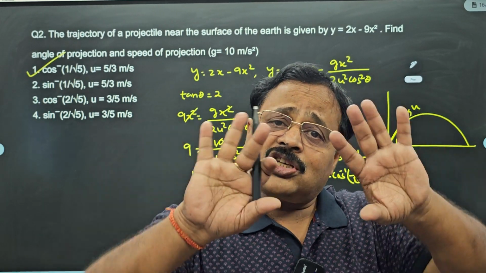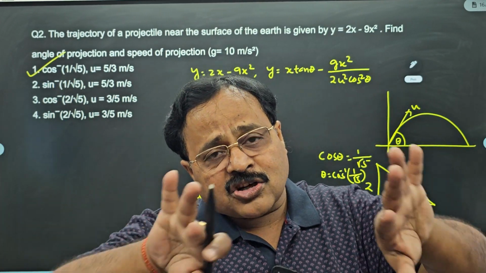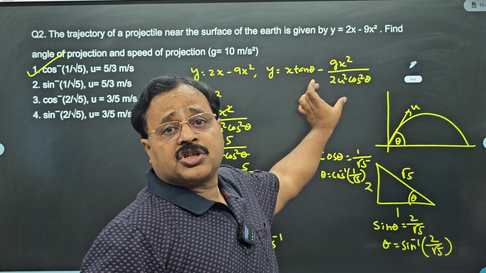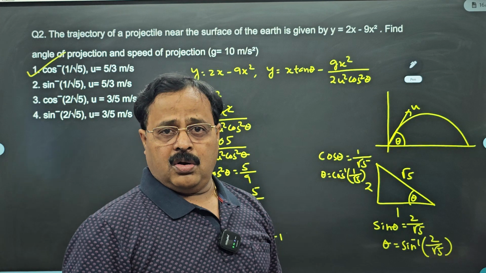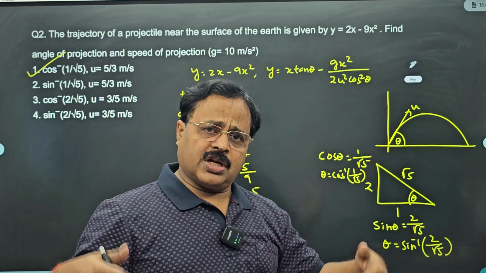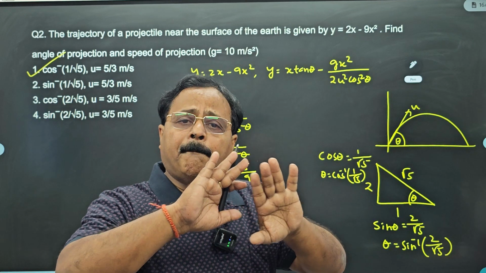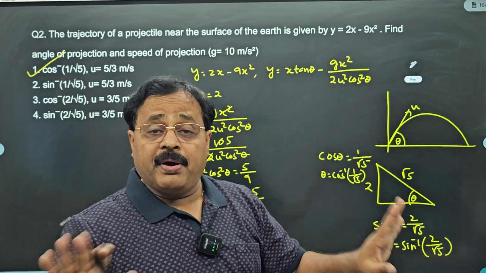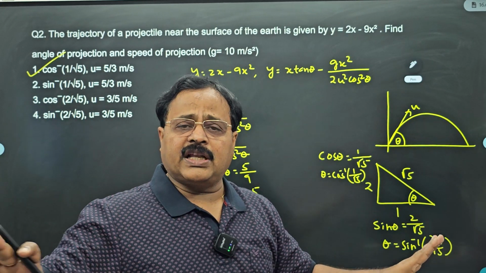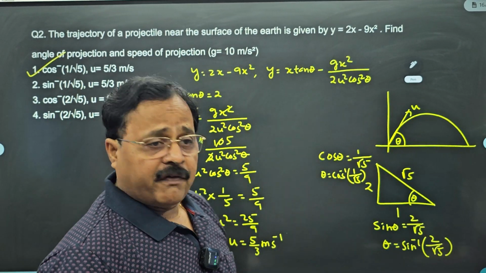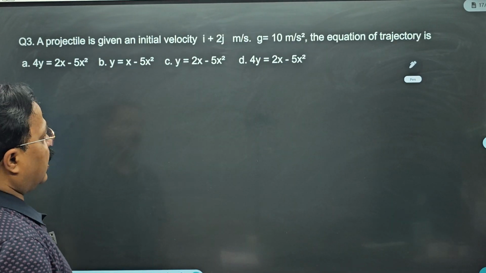What I did, I just compared these two equations. I just compared the given equation with the standard equation of projectile motion. My dear students, whatever question comes, you just compare, you'll be able to find everything. You can find u, you can find theta, you can find range, you can find height if the equation of projectile motion is given to you. Let us move to the next question.